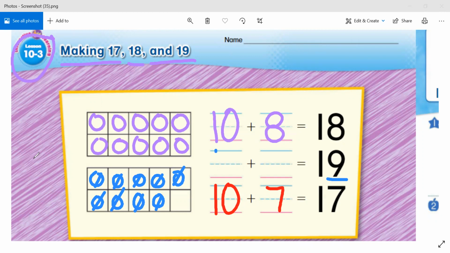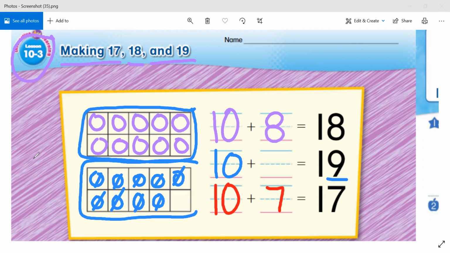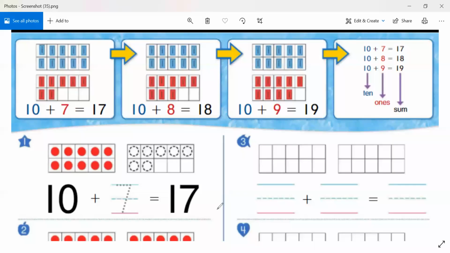So we have 10 in our first 10 frame, and then we have 9 ones in our second 10 frame. All right, let's turn our paper over. All right, let's look at our first box up here.